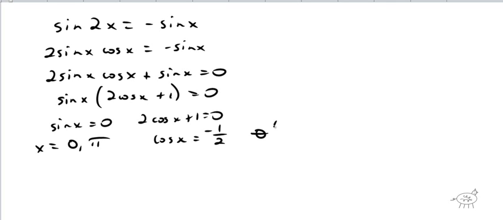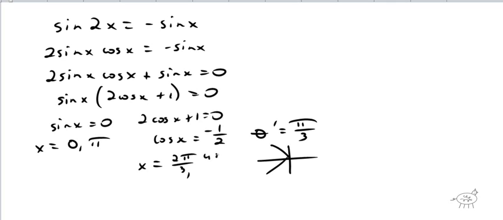And your reference angle here, right, is going to be pi over 3, 60 degrees, right? And we're in these two quadrants because it's negative. So x is going to be 2 pi over 3 and 4 pi over 3. Okay, we didn't square anything, nothing fancy, and so those are our 4 answers. Okay, not bad. Let's keep going here.